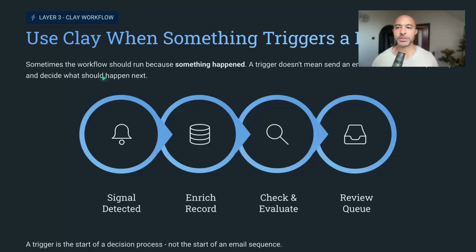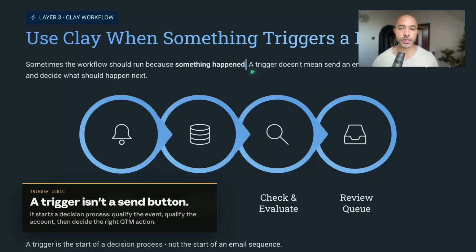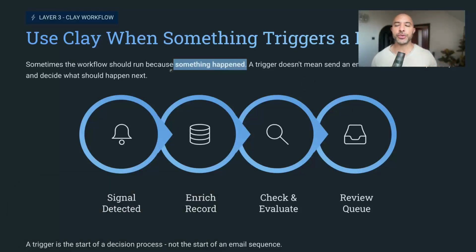So sometimes the workflow should run because a particular thing happened. And so a trigger doesn't necessarily mean we send an email, but it does mean we get alerted to then qualify the trigger, qualify the account, qualify the prospect, and then we can queue it up for taking some type of action that we want to do, some type of GTM motion.